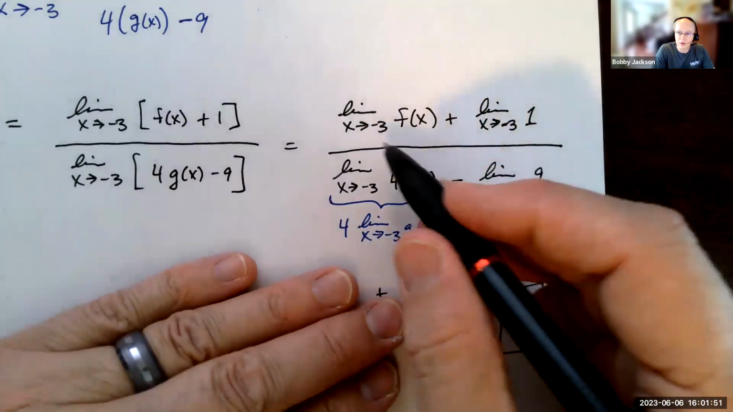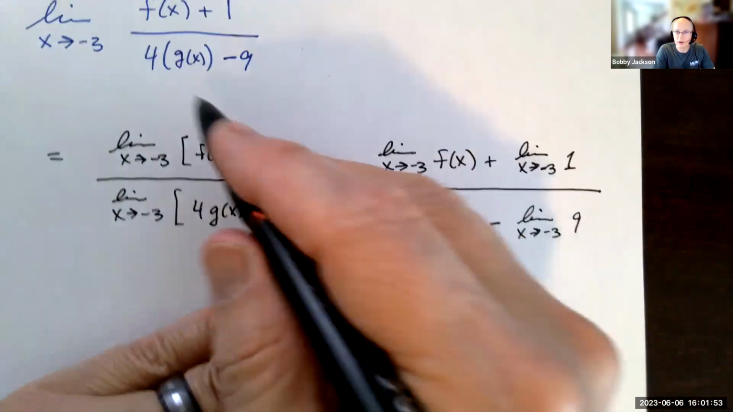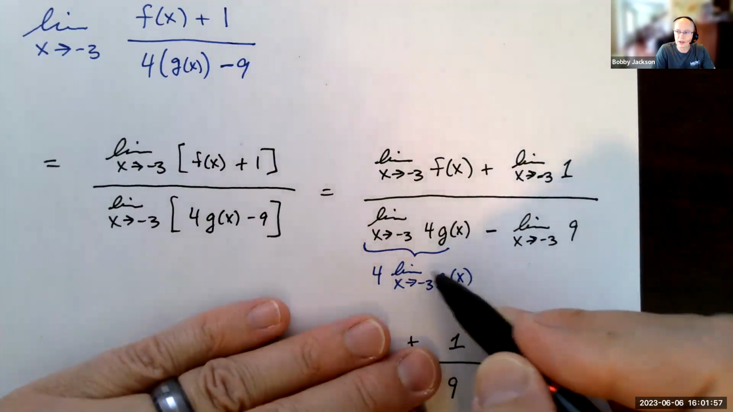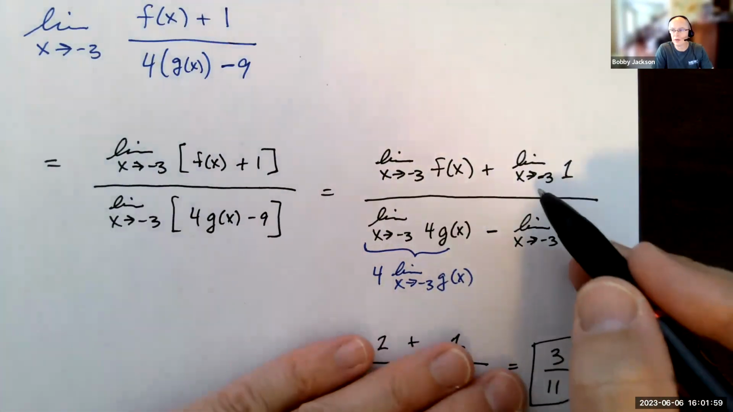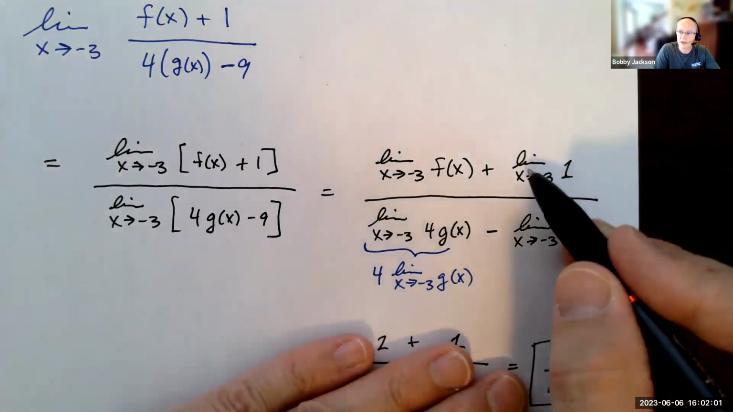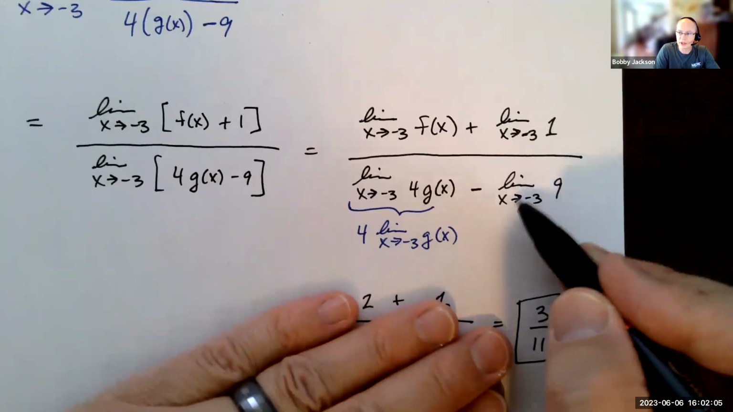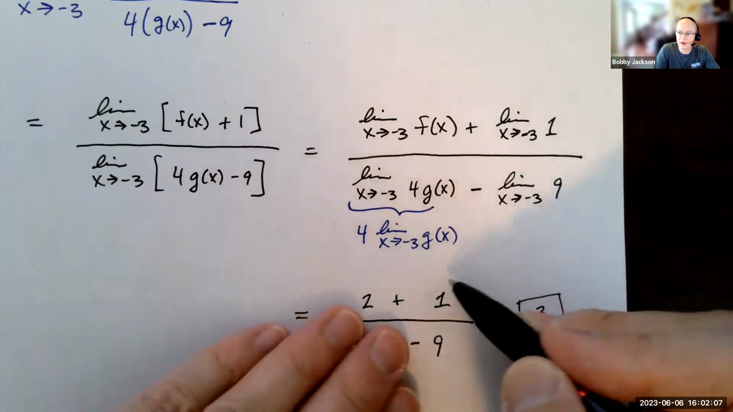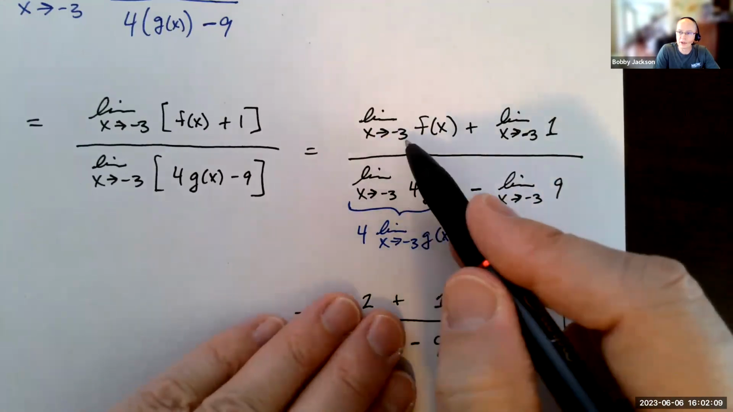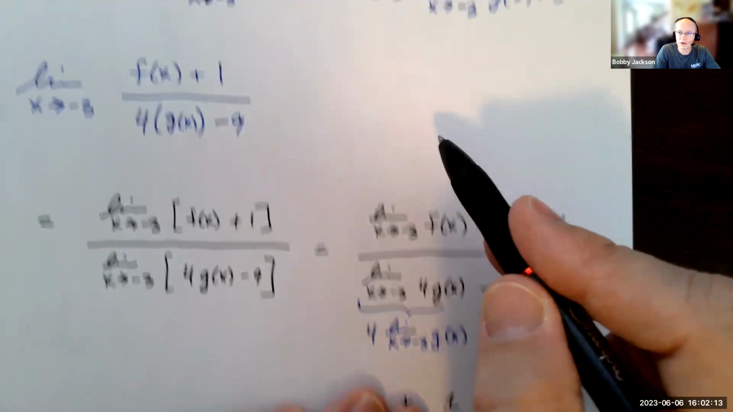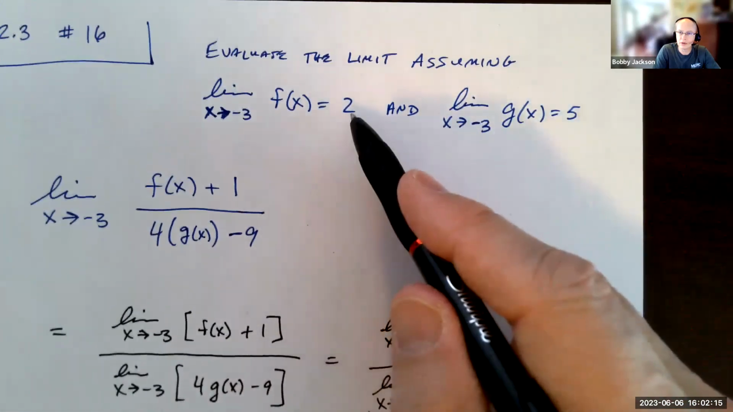Okay, so I can only do what I've just done going from here to here if each of these limits exist. Well, do they? Well, this one obviously does, because the limit as x approaches -3 of 1 is just 1 because 1 is a constant. And the limit as x approaches -3 of 9 is just 9, right? 1 and 9. What's the limit as x approaches -3 of f of x? Well, we're told that that is indeed 2, right? So I'm just going to replace that whole expression with 2.